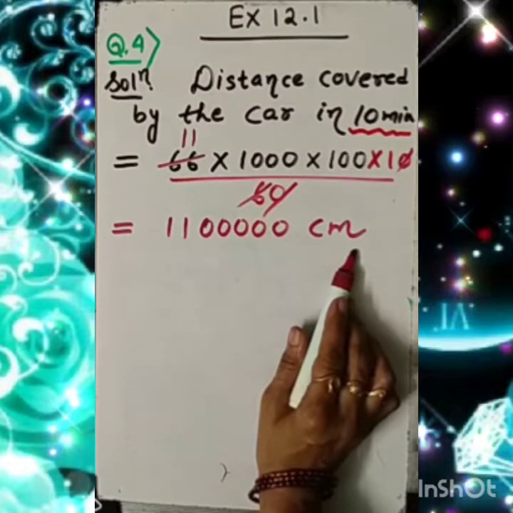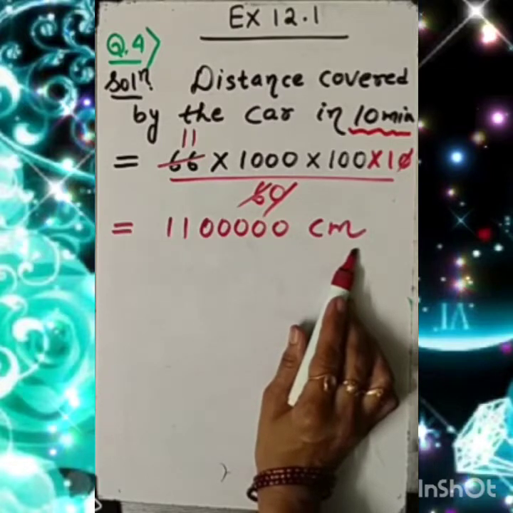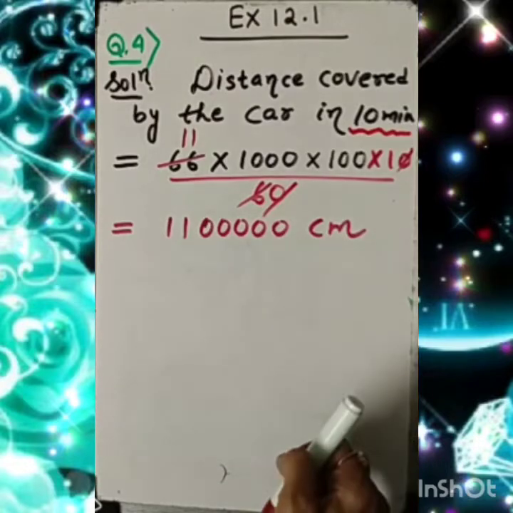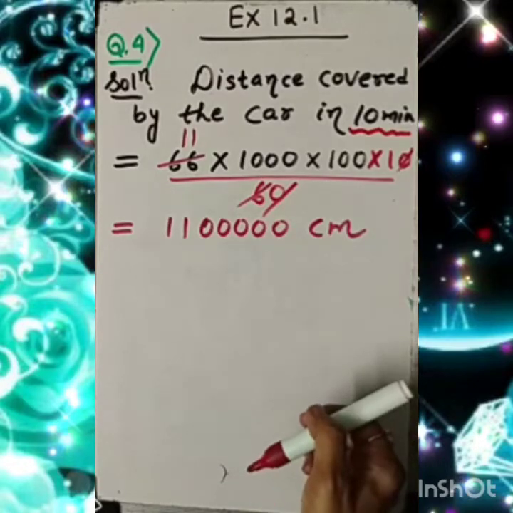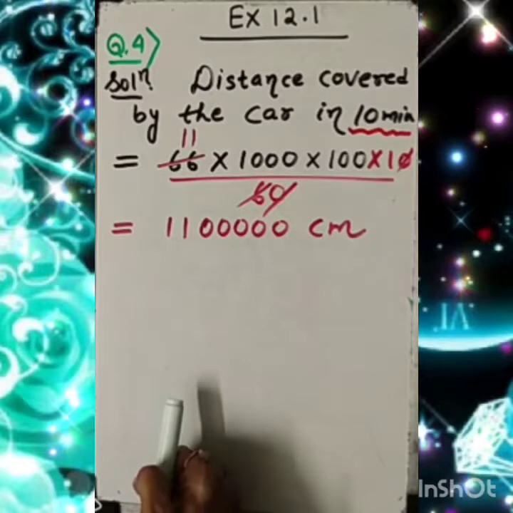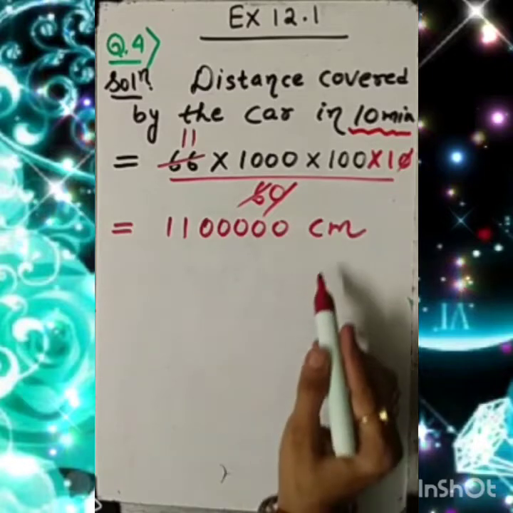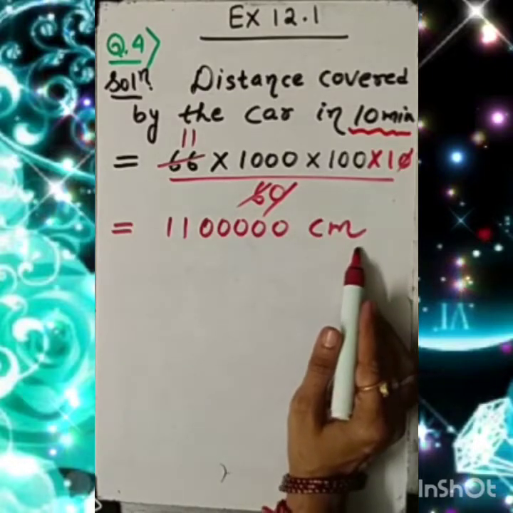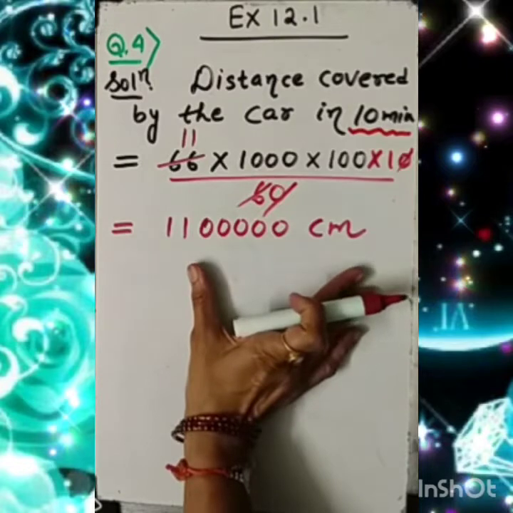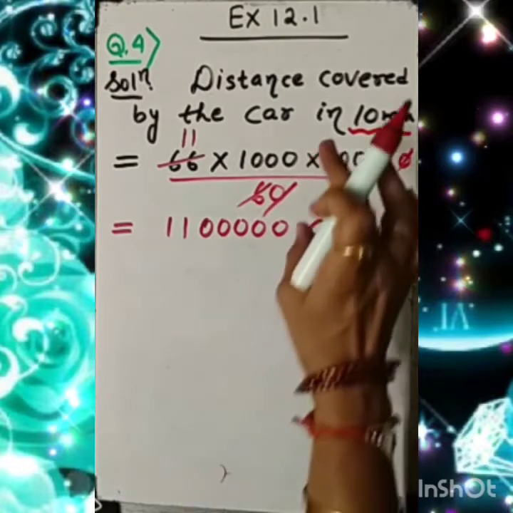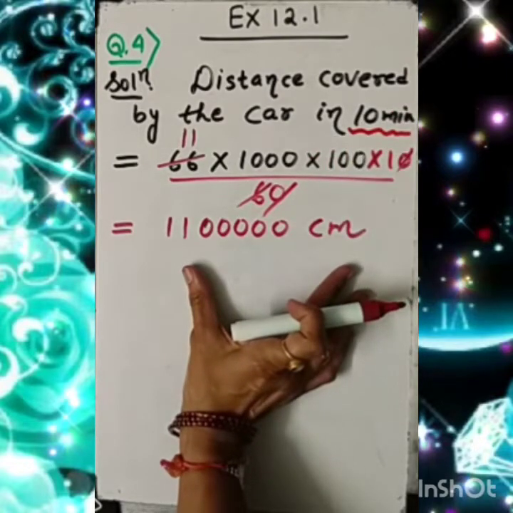Is it possible? Yes, you can keep it in kilometer, but in the further solution, the unit is given in centimeter. The diameter which we are given is in centimeter. That's why we need to convert into centimeter. This is very simple, very easy. This much portion is the first part of the question.